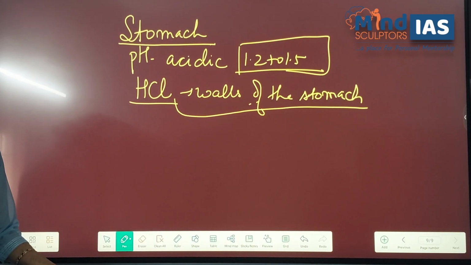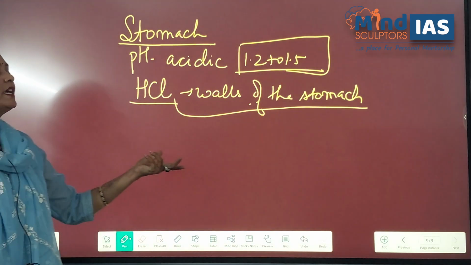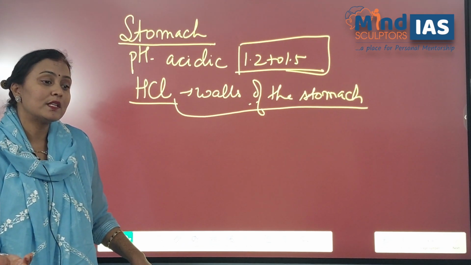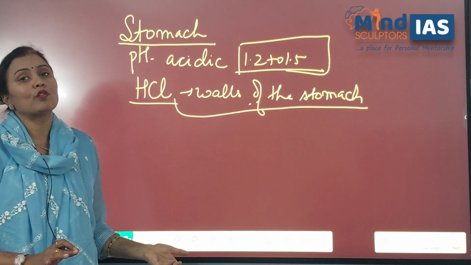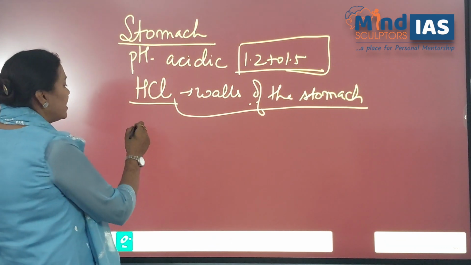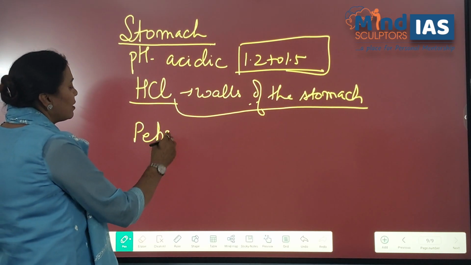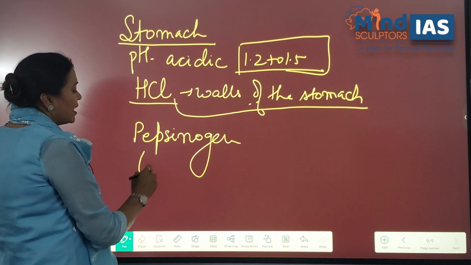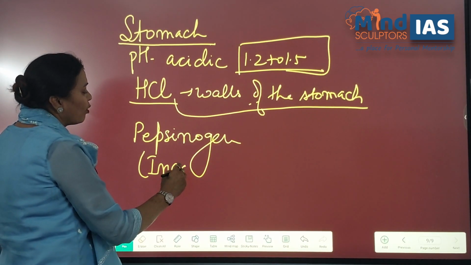And again, I am telling you why this pH is important, because of how this HCl helps in the process of enzymatic digestion of food. Because in acidic pH, which enzyme is present in the stomach? The name of the enzyme is pepsinogen. This is the inactive form of the enzyme.